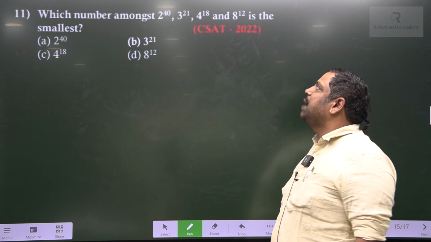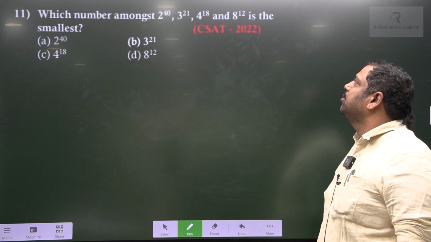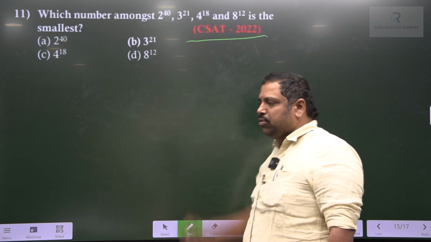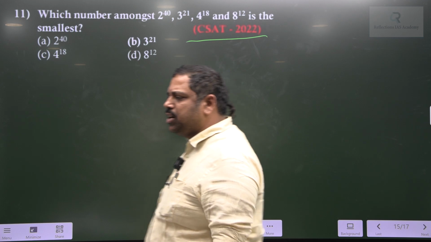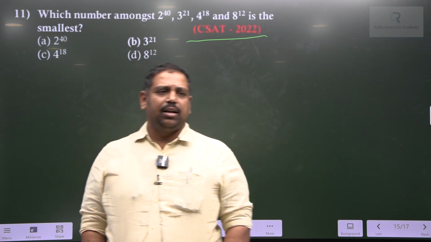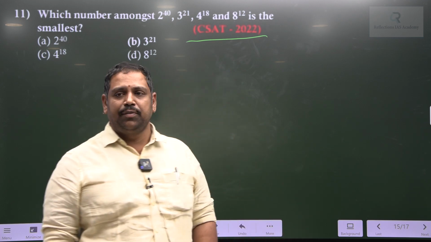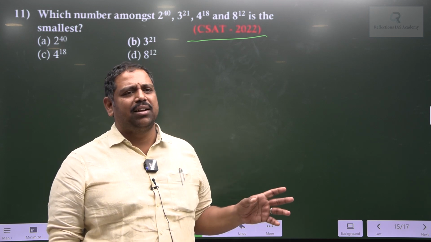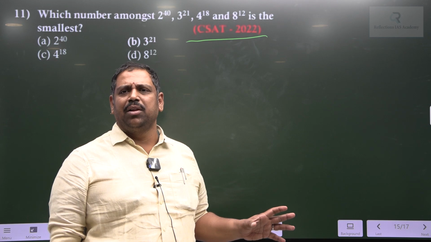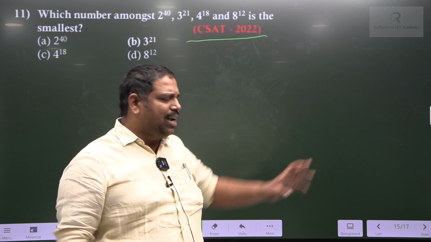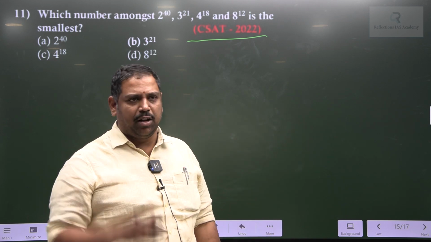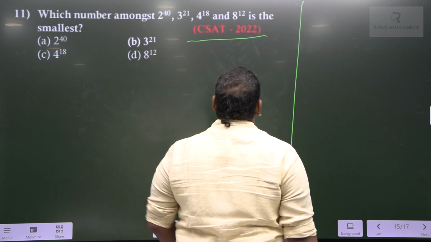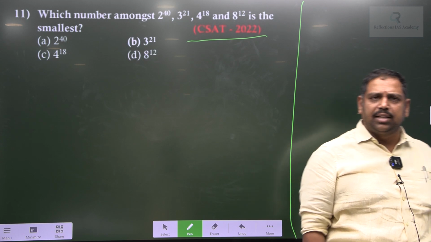Which number among 2 power 40, 3 power 21, 4 power 18 and 8 power 12 is smallest? This is also a CSAT 2022 question. Actually, this question comes under surds and indices. In CSAT, we won't discuss maths, trigonometry, surds, indices, etc. But he has given it now. So that's why I'll explain it to you in a generalized manner. Before going to this question, I'll give you some other fundamental concepts.